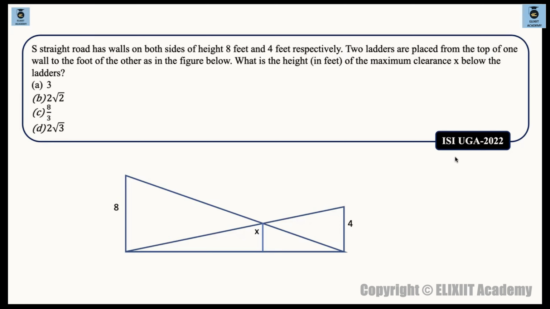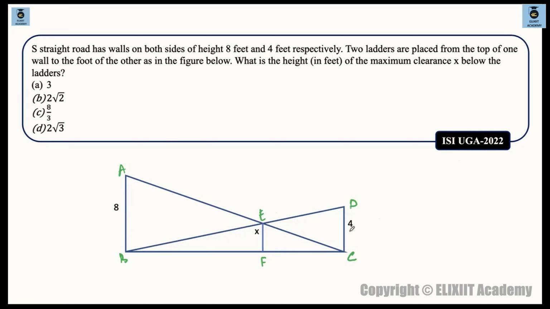So we have to find the height in feet of the maximum clearance x below the ladders. This is the main question. The diagram is given. Let's give this some names. The lengths they have given over here. So we have A, B, C, D. Let me give some names: this is D, this is E, this is F. Fine. This length is x, this length is 8, and here we have 4.